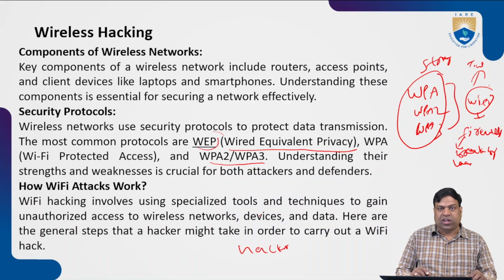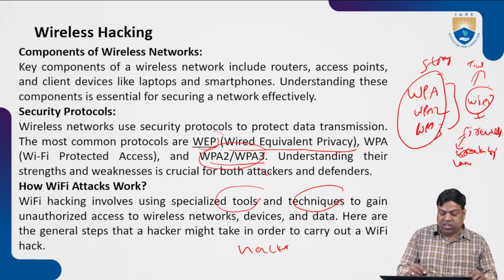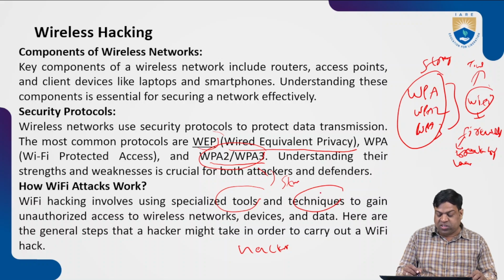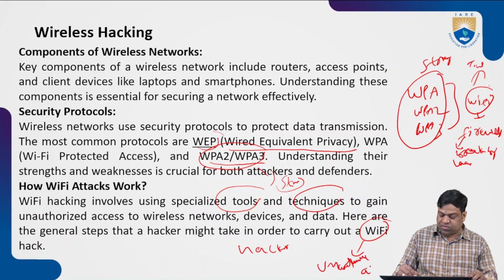How does a Wi-Fi attack work? Wi-Fi hacking involves using specialized tools and techniques to gain unauthorized access to the wireless network, devices and data. Already we discussed WPA2 and WPA3 are strong. How can they enter? They are using some tools and techniques to misuse WPA2 and WPA3, meaning their firewalls can be broken and they can enter into the Wi-Fi with unauthorized access.